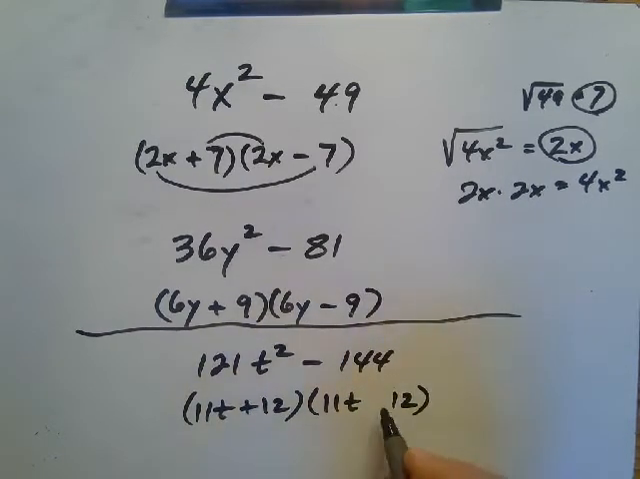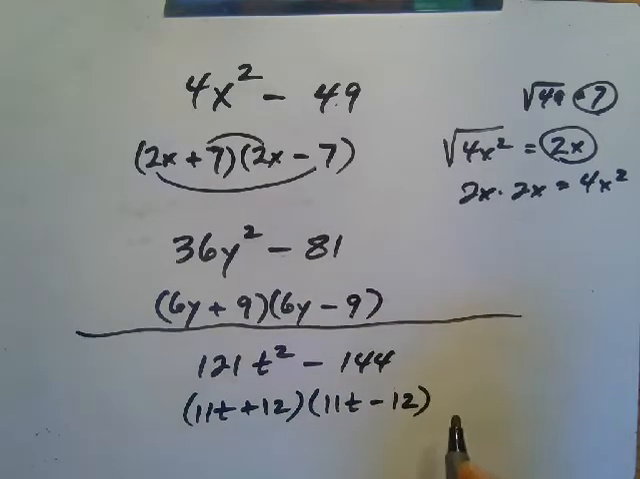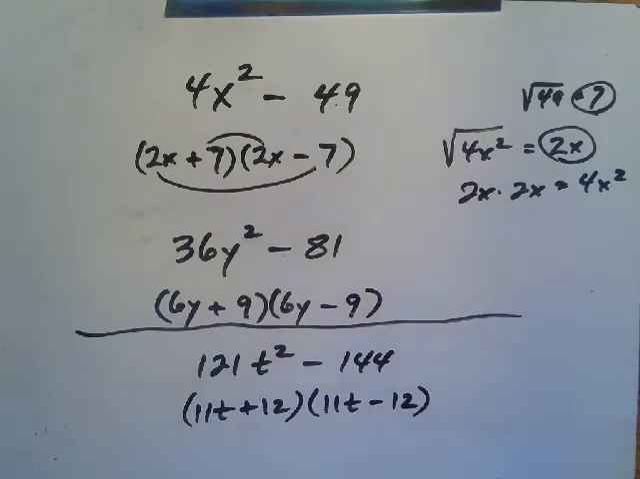Make one of them positive and one negative. I got negative 144 here. And the middle terms become what? A negative 132t and a positive 132t. They go out. Okay, so that's the basics of this chapter.